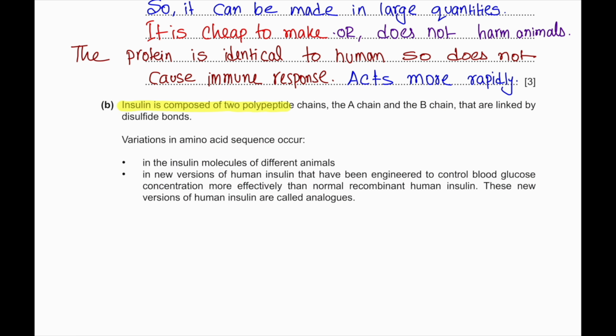Insulin is composed of two polypeptide chains, the A chain and the B chain. They are linked by disulfide bonds. Variations in amino acid sequences occur in the insulin molecule of different animals. In new versions of human insulin that have been engineered to control blood glucose concentration more effectively than normal recombinant human insulin, these new versions of human insulin are called analogs.